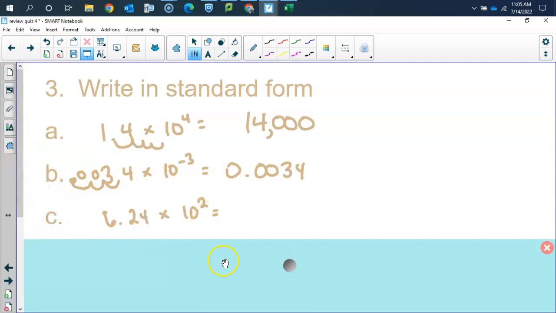Try C. Change that to standard form. Go. Well, 6.24 times 10 squared. That's a positive exponent, so this number is going to get bigger. I'm going to move it 2 places to the right. So 624.